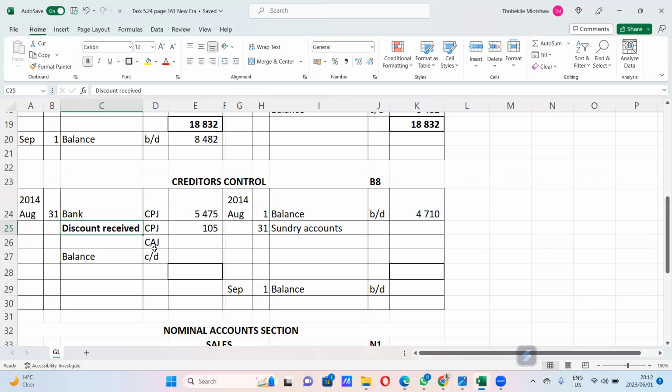The CAJ is normally the same as the CJ, because what you bought is the only thing that you can return. You can't return anything else, so you might as well have the same columns. So CAJ will have trading stock, equipment, not wages. You can never return wages, but anything you bought you can return. Vehicles will be there in the sundry accounts. What else? Stationery. All those things that are returnable.